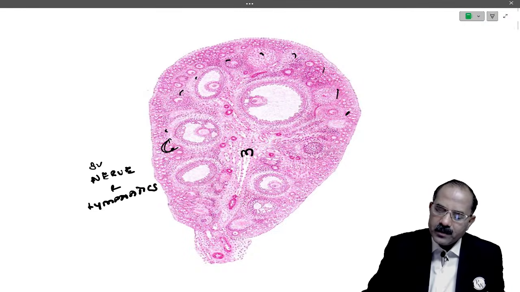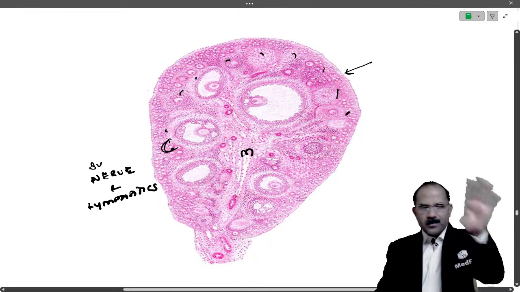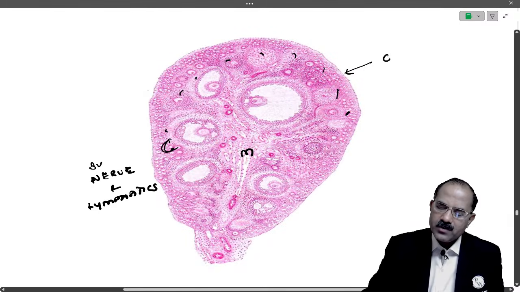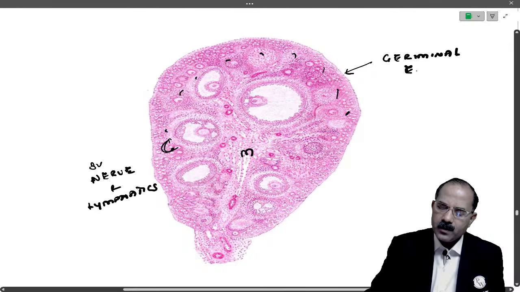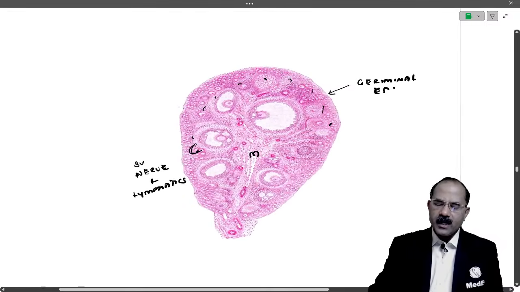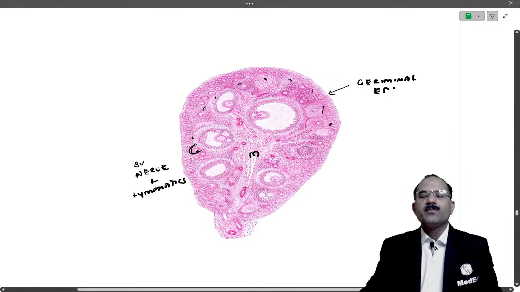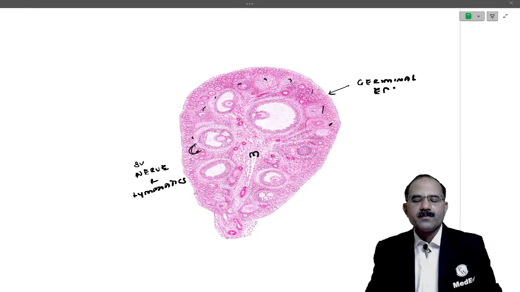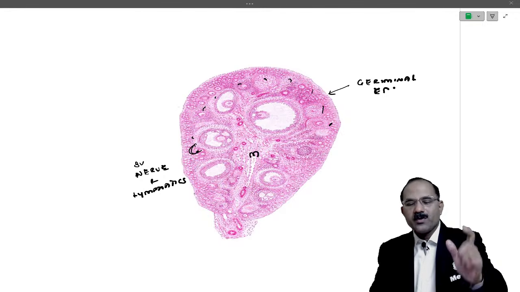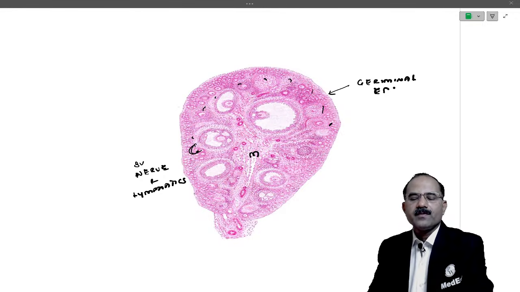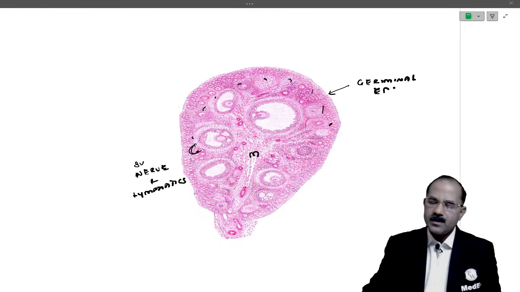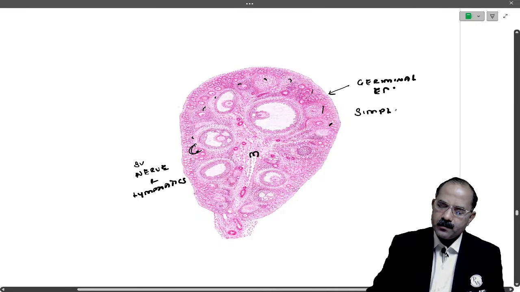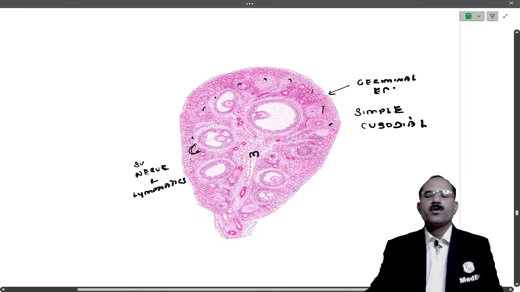What is the epithelium of the ovary? What is the epithelium lining the testis and ovary? It is known as germinal epithelium. And what is the type of germinal epithelium? Anyone? Yes, very good. It is simple cuboidal. Just remember.